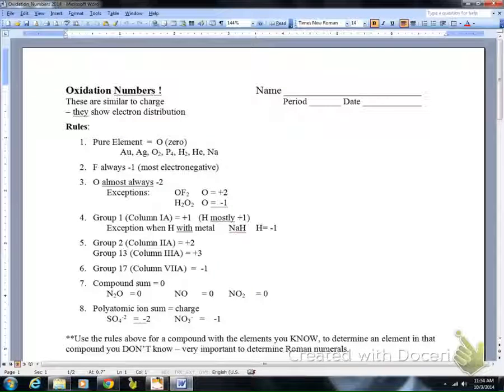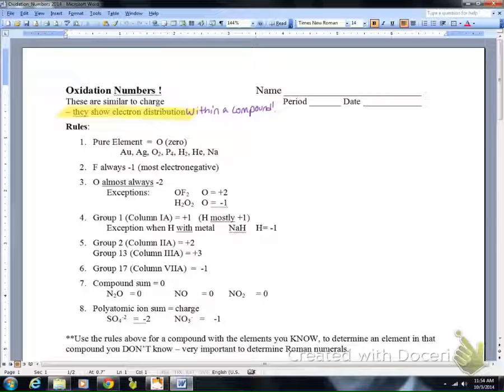These are notes on oxidation numbers. We're going to do oxidation numbers before we start naming because we think it's going to help you with naming our D block elements that have a little bit interesting characteristics to them. So what are oxidation numbers? These are very similar to charge, but they show electron distribution specifically within a compound.